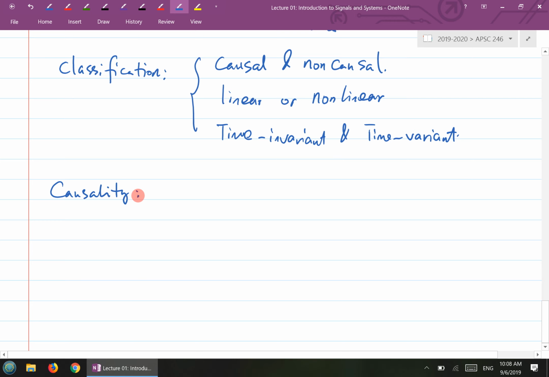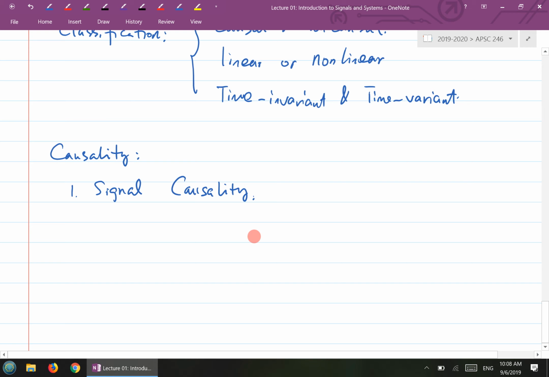For causality, I need to be clear. There are actually two different concepts. One is signal causality. The other is system causality. Let's start from the first one, signal causality. Probably that's what we're going to be able to finish today. Essentially, the definition here is causal signal. So we're talking about causal signals here.